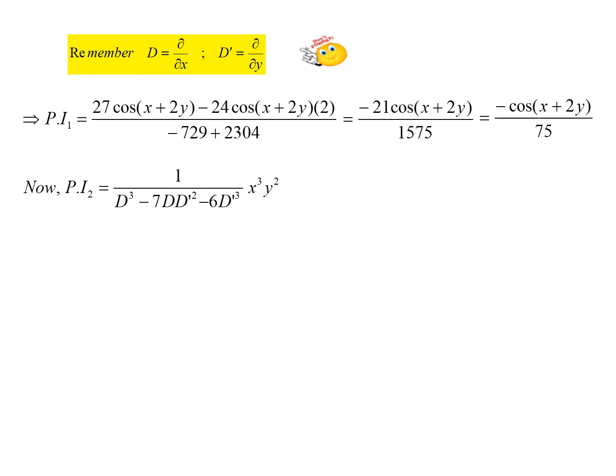Now let us proceed to particular integral 2. 1 by the operator operated on x cube y square. Now look at this. This is a new variety now. It's a polynomial.